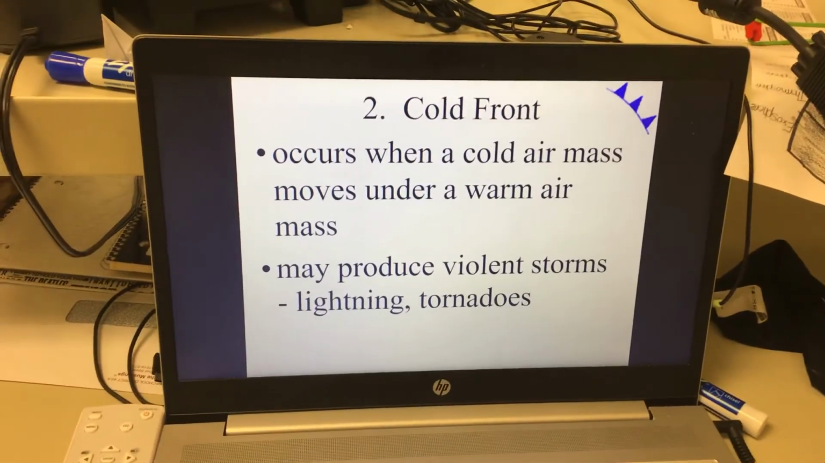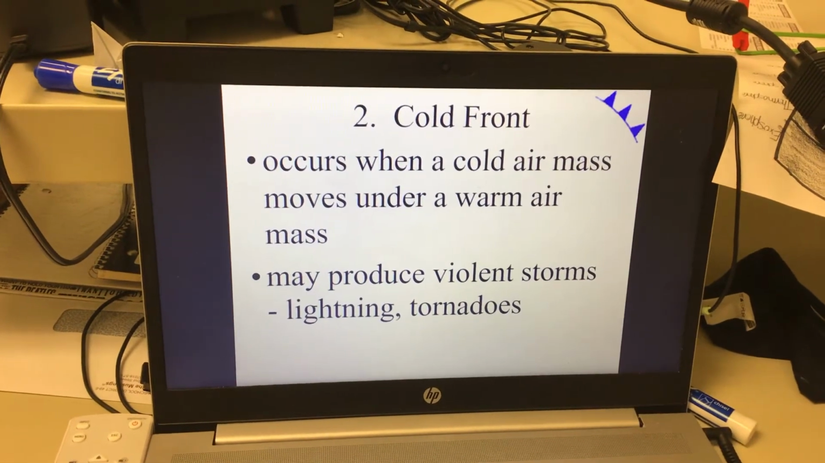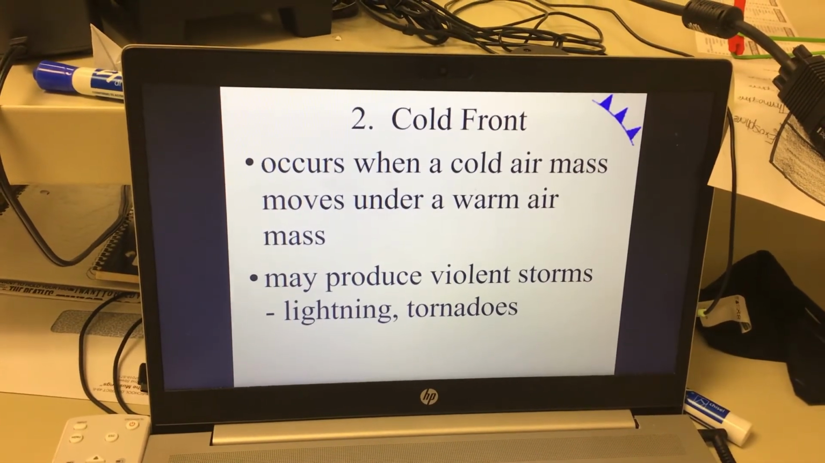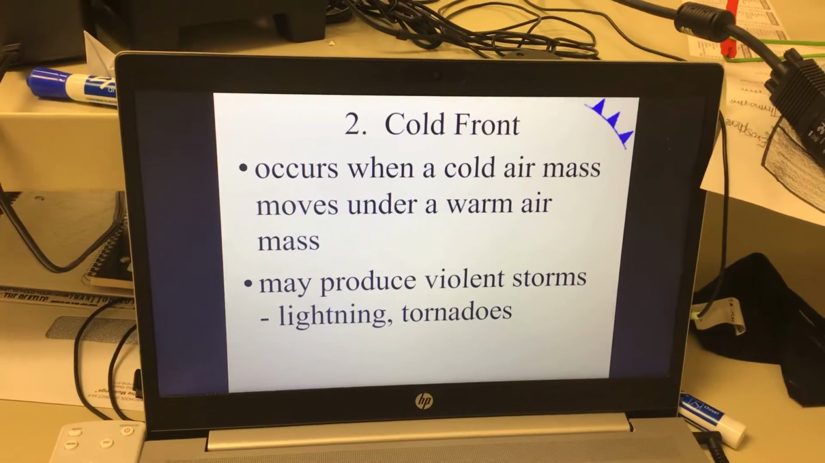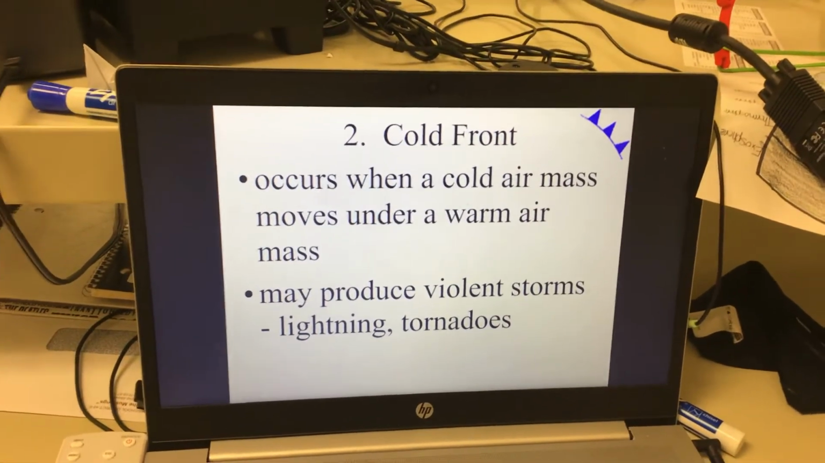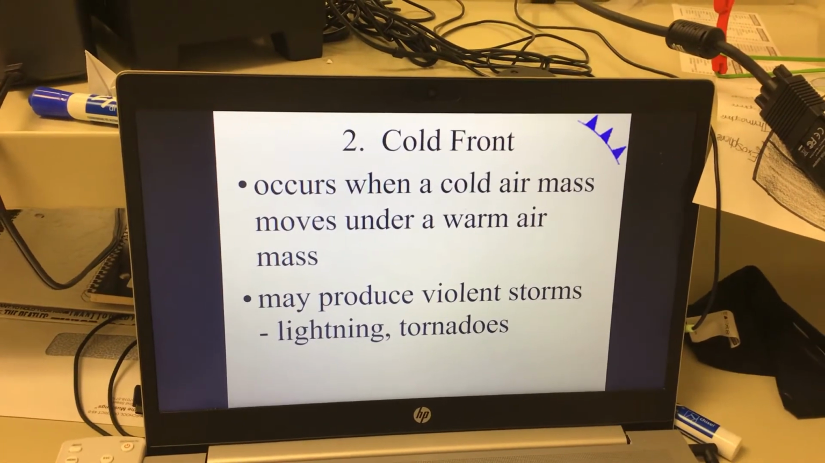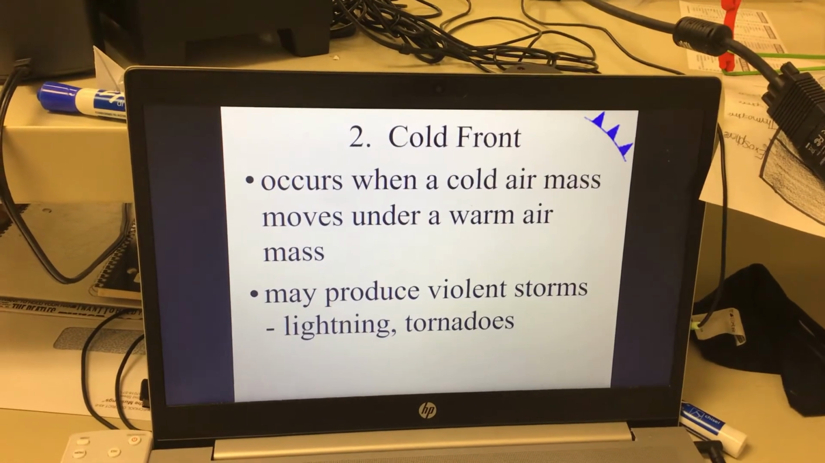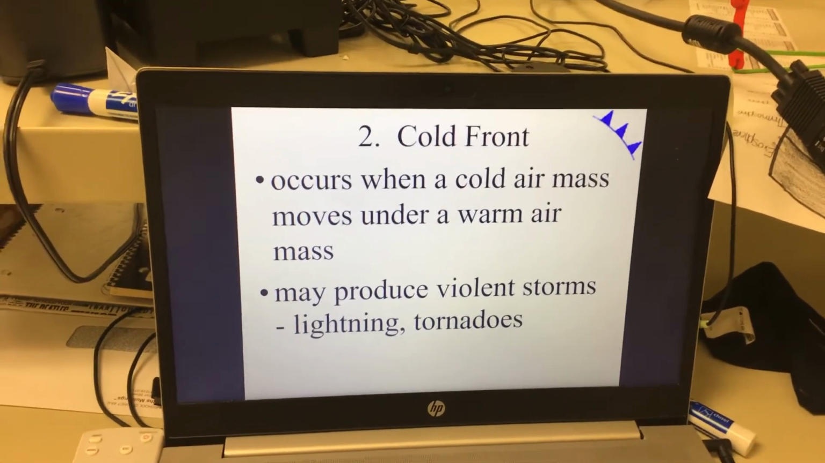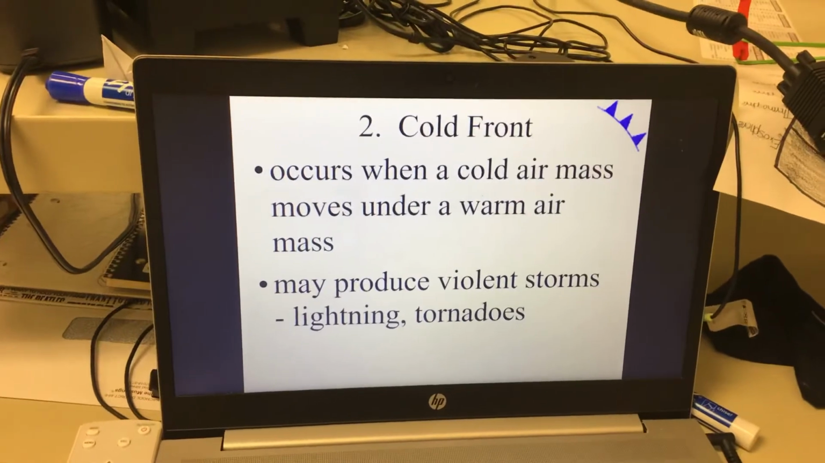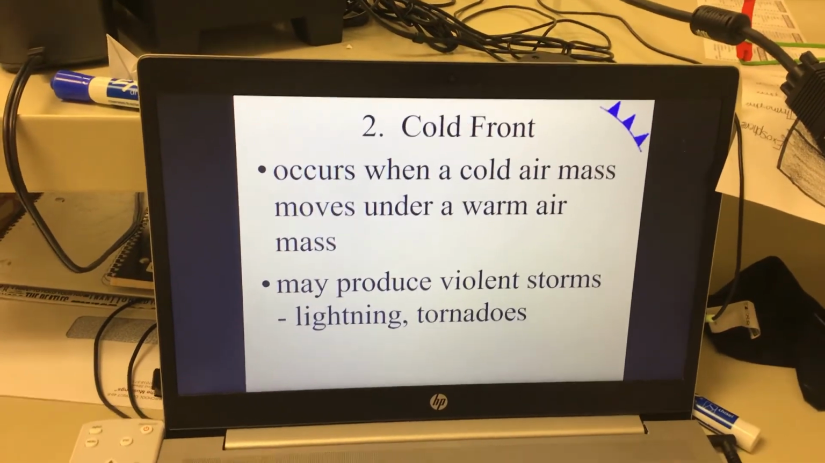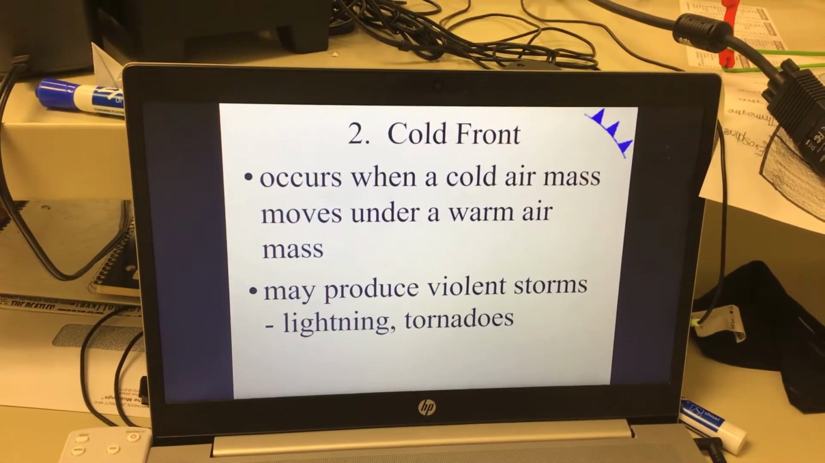A cold front occurs when a cold air mass moves under a warm air mass. So they collide, and the cold is stronger, it's bigger, it's faster, and it pushes the warm. This can produce violent storms, lightning, tornadoes, thunderstorms, stuff like that. So we're going to name it after the more powerful one.